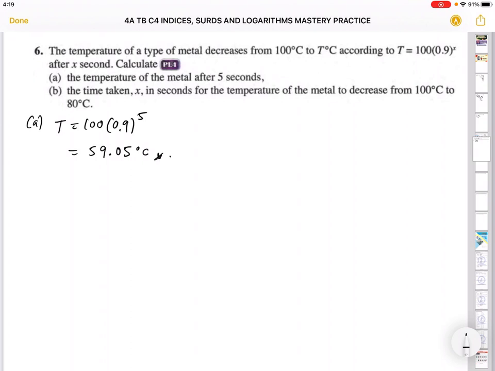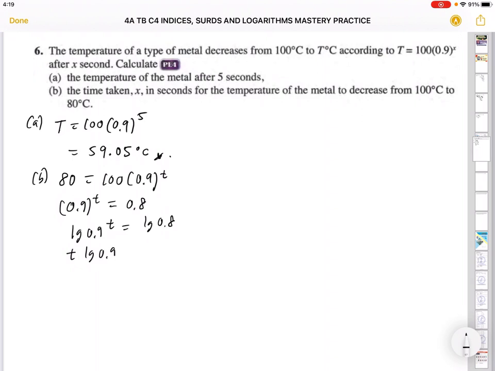Right. Okay, B. Find the time taken for the temperature to decrease from 100 to 80. So that means your final temperature is 80, your initial temperature is 100. So you are going to divide by 100. 80 divided by 100 is 0.8. Let us introduce log on both sides of the equation. Bring the power down, and when you divide this, log 0.8 divided by log 0.9, you get 2.12. Okay. All right, moving on.